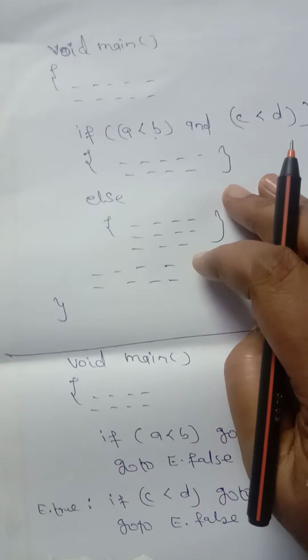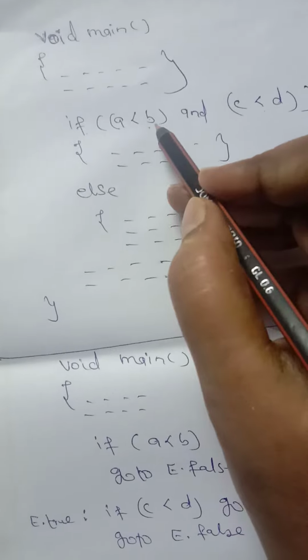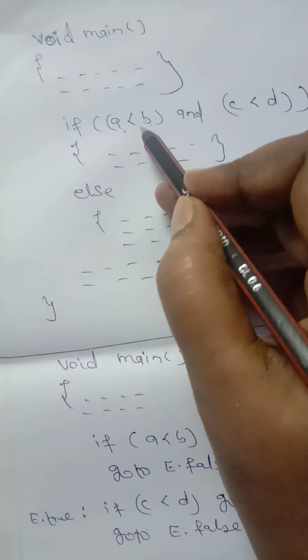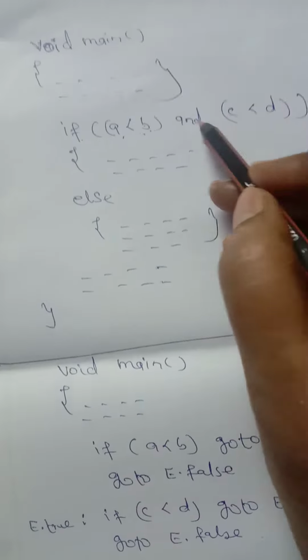So for writing the syntax directed translation scheme, first we have to execute this part. Next we have to check if A less than B. If that condition is satisfied, we have to check the next part, because here we have AND. If the condition is true, we have to check the second condition. Suppose the first condition fails, then we have to come out of this part and execute else. So first we have to check whether the condition is true or not.